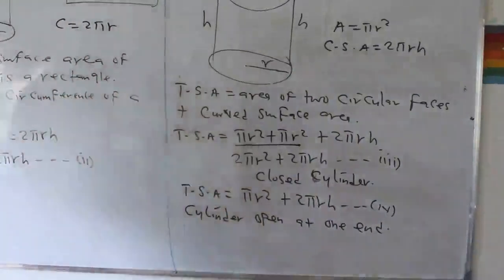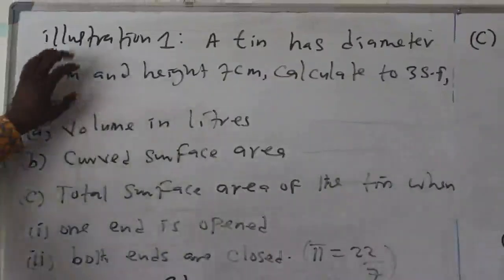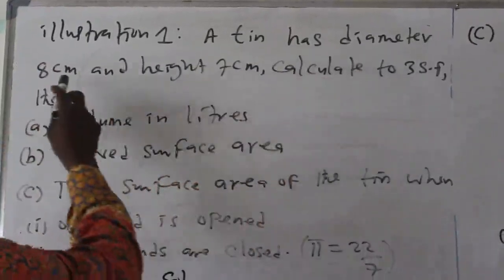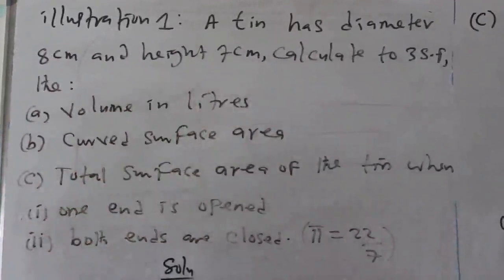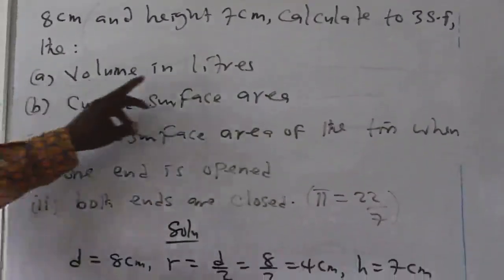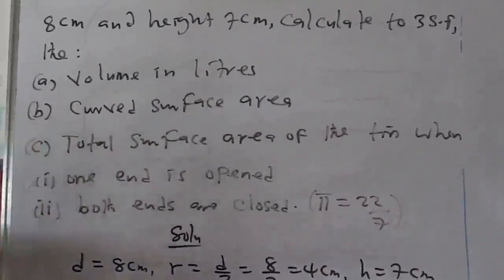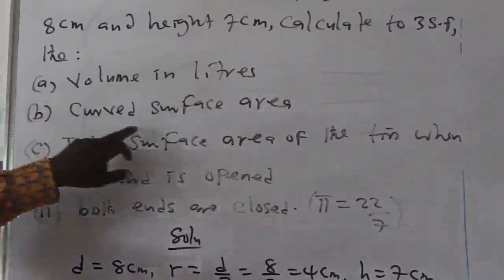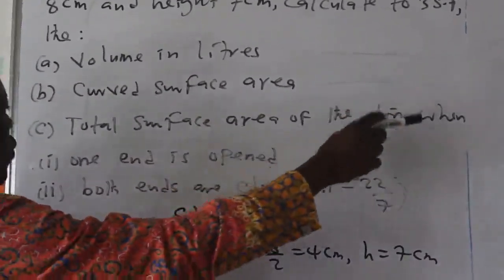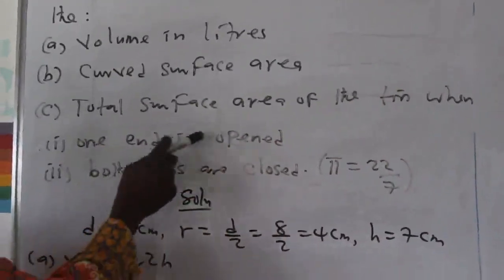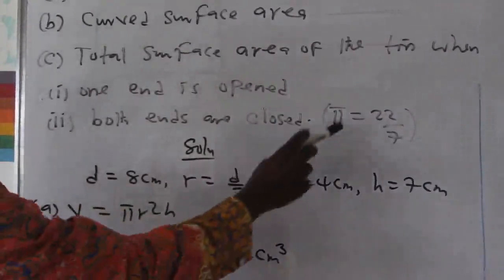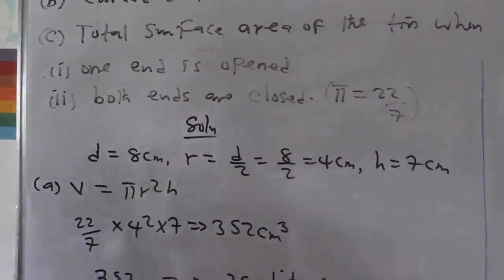So let's look at some examples. I have an illustration here. A tin has diameter 8 cm and height 7 cm. Calculate to three significant figures: A, the volume in liters. B, the curved surface area. C, the total surface area of the tin when one, end is open, two, both ends are closed. You have to take pi to be 22/7.